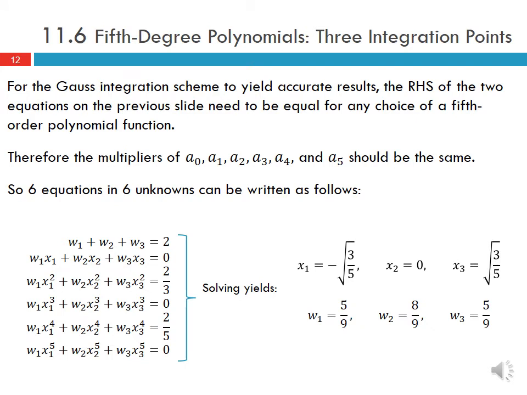And then solving this, we find that our 3 integration points are x1 is negative the square root of 3 over 5, x2 is 0, and x3 is square root of 3 over 5. And our associated weights are 5 over 9, 8 over 9, and 5 over 9.